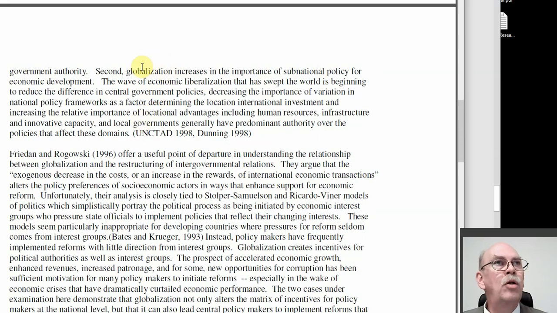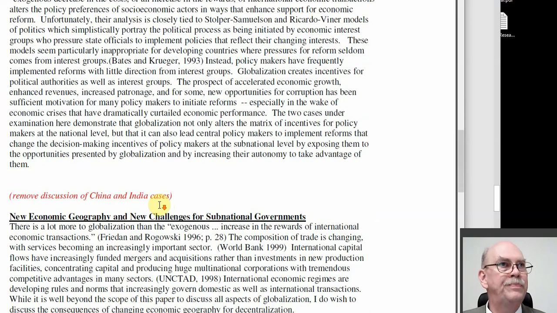Second, globalization increases the importance of subnational policy for economic development. Well, that's kind of making the same argument. But what it means here is that the national government needs to plan how we can help local governments bring in money. How we can help local governments improve their internationalization, their globalization. This paper is focusing almost entirely on economics.